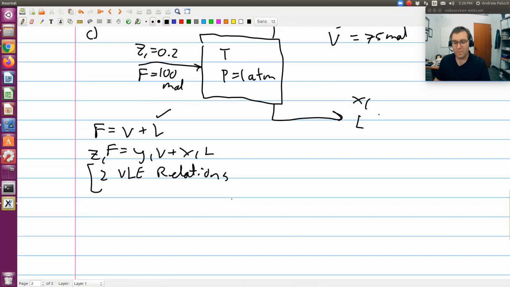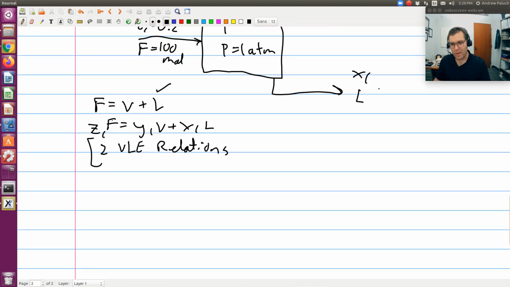Well, one way could be that, just to say I solve for L. Okay, so L is known. Now I have my component mass balance. So Z1F is equal to Y1V plus X1L. If I wanted to essentially derive the lever rule, but it doesn't really matter. Instead, let's just divide through by F. So I'm going to write Z1 is equal to Y1 V over F plus X1 times L over F.